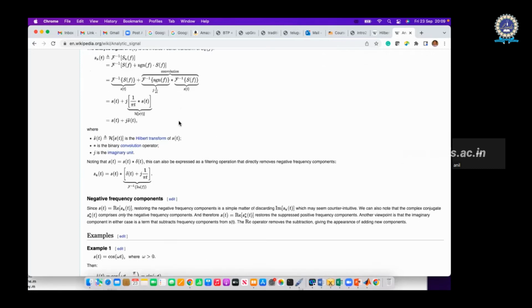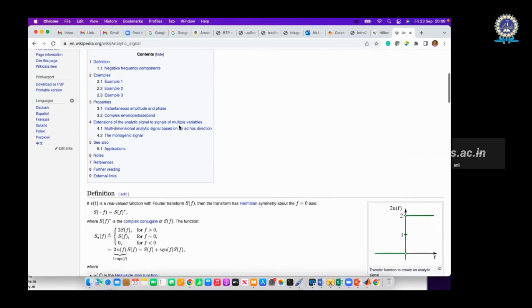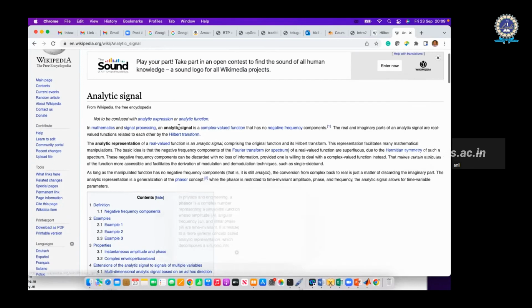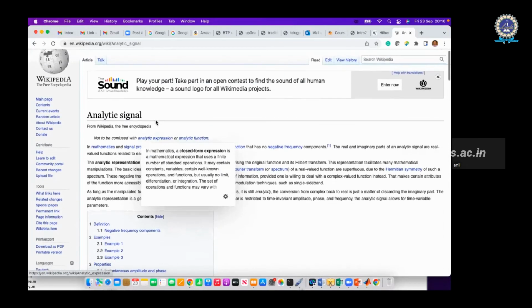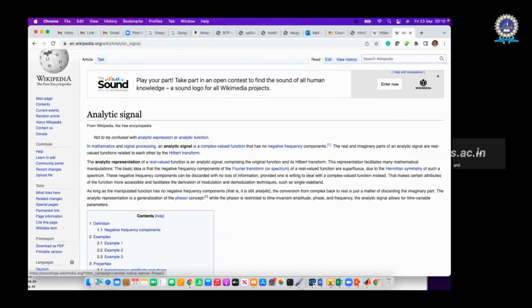Many of us may not know, and even now may not know, what an analytical signal is. This analytical signal is a very useful concept. Analytical signal, Hilbert transform, and instantaneous frequency. Please refer to the Wikipedia link for these concepts. This will be very useful.